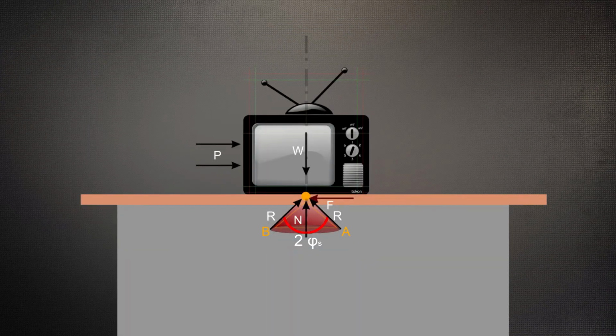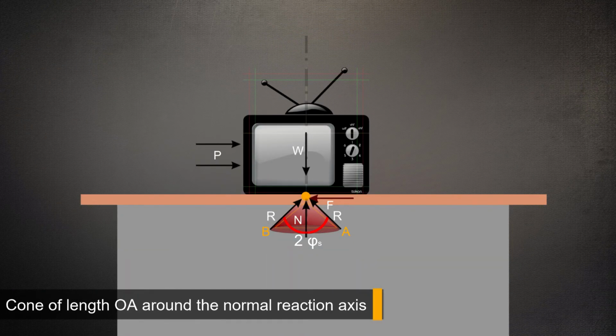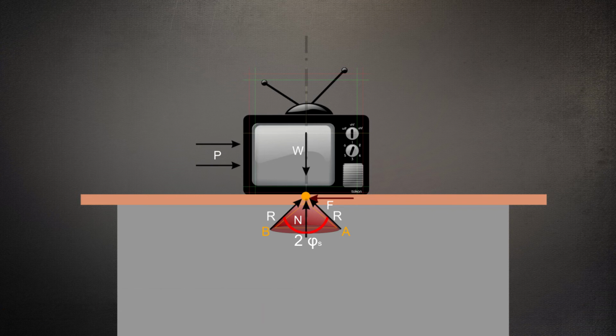This is in 2 dimensions. But if we consider the object in a 3D plane, then we can construct a cone of length OA around the normal reaction axis. This cone is called the cone of friction. It tells us about the resultant and the point of impending motion.